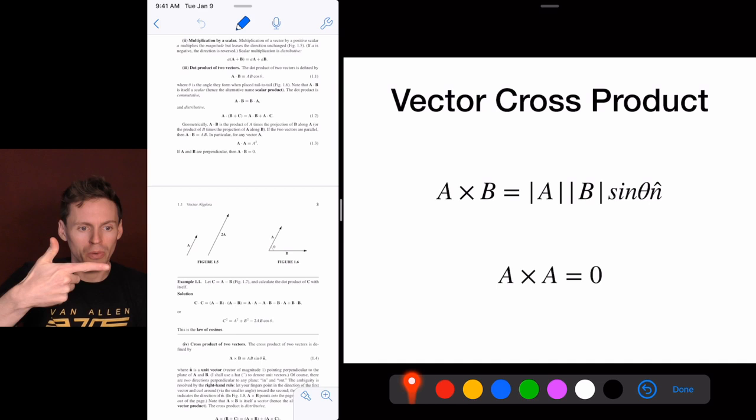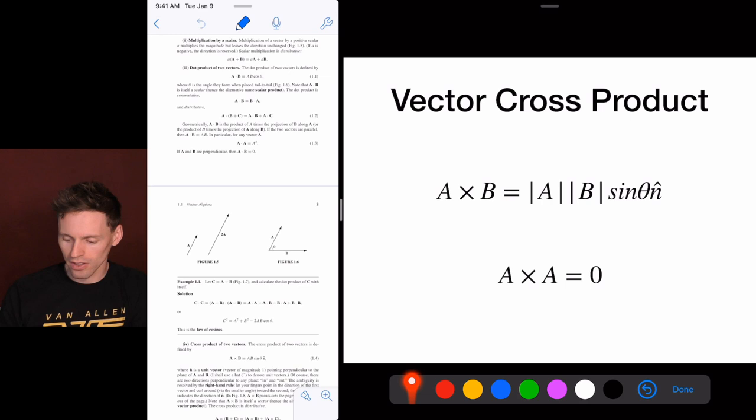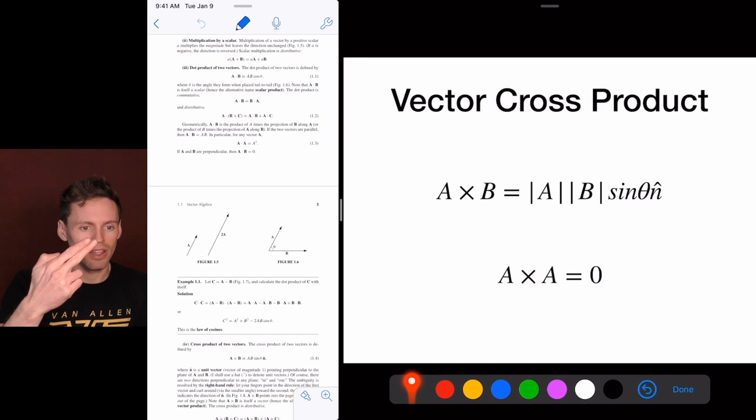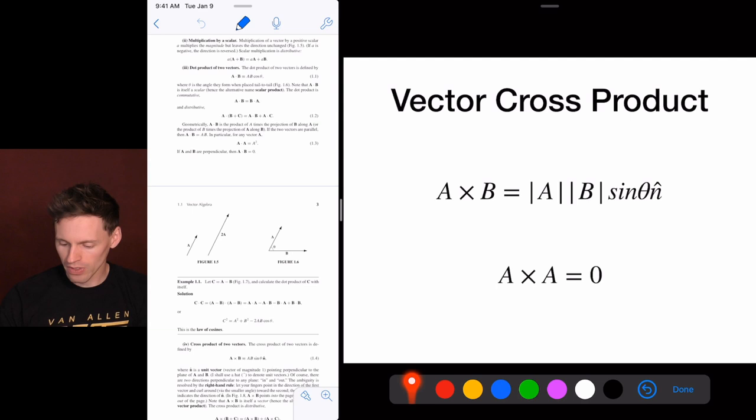Okay, A cross A is nothing. It gives you zero. If the two vectors are lined up, as you bring the two vectors close together, your third vector goes to zero. So A cross A is zero.